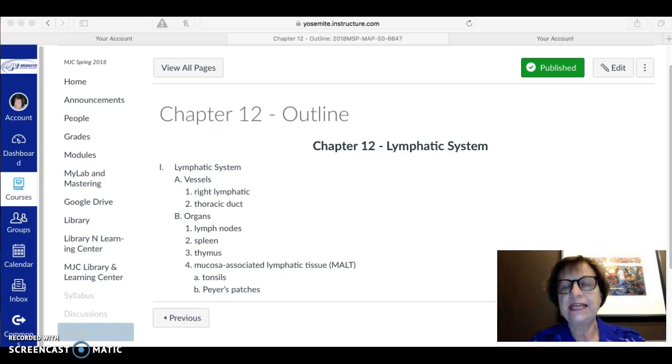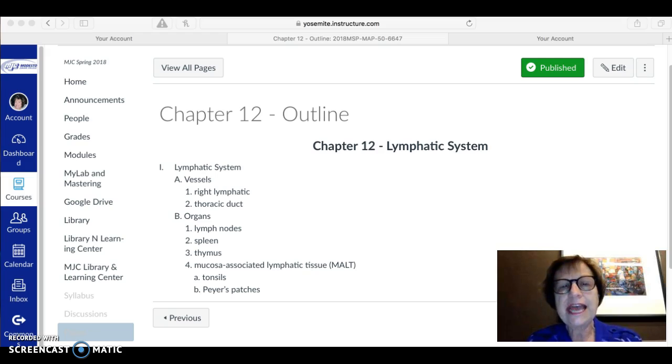Welcome to week 10. Week 10 deals with two chapters, chapters 12 and 13. These are the chapter on the lymphatic system and immune system, as well as chapter 13, the respiratory system.